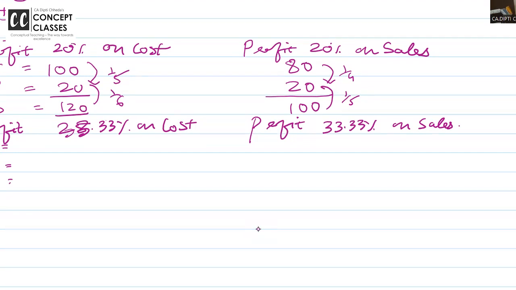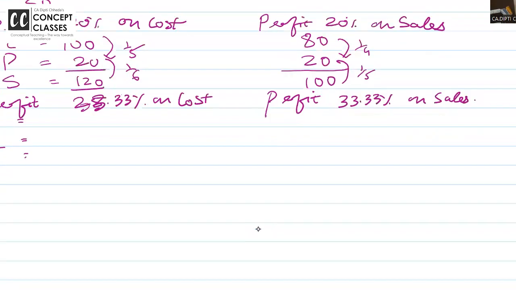Finished? Finished? Let us take cost as 100. Chat box is on. Anything you want to put, you can put in chat box. I'm checking it. Cost is 100.